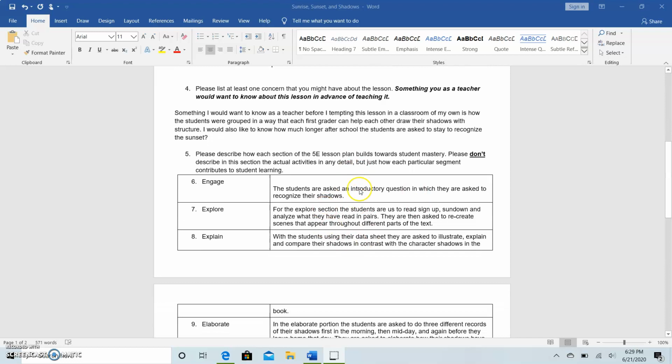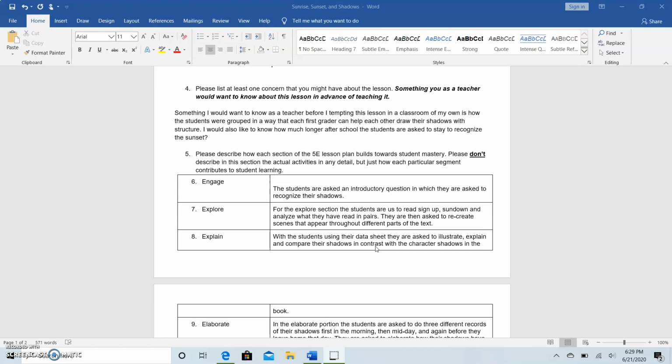And then for the 5E, for Engage, I put the students are asked an introductory question in which they are asked to recognize their shadows. So it's kind of cool for them to go out there and kind of draw each other. They have a blast with it. They're able to use their artistic skills and able to be outside. How many classroom lessons do we get that we're able to be outside instead of in the classroom?